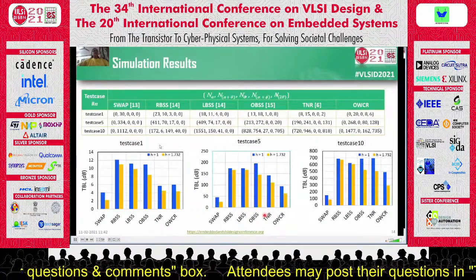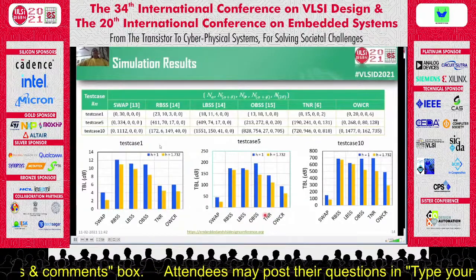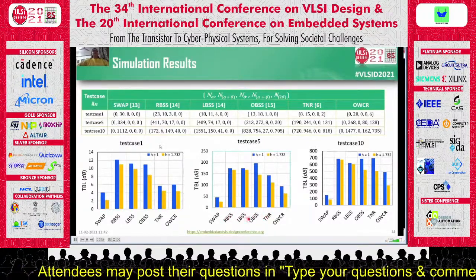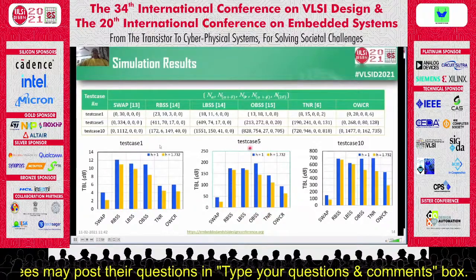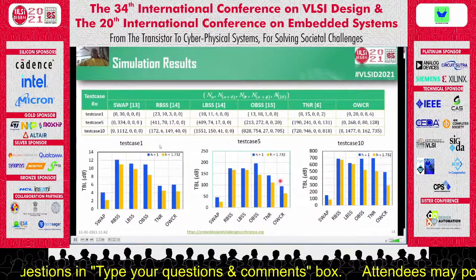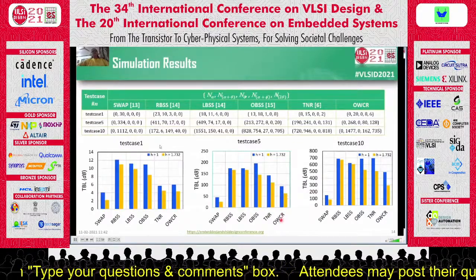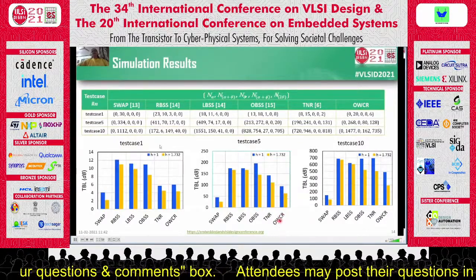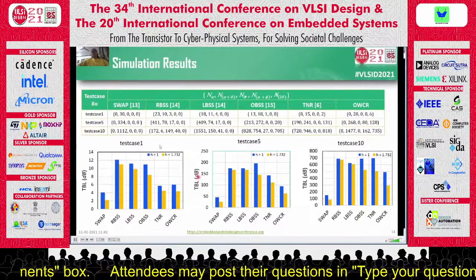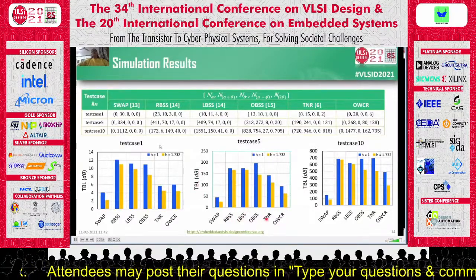Now, OWCR gives a better reduction in bend loss as compared to the remaining existing work. And we can see from test cases 5 and 10, when the number of optical waveguides is greater than 10, in such scenarios, OWCR has fewer bend losses as compared to the remaining work.